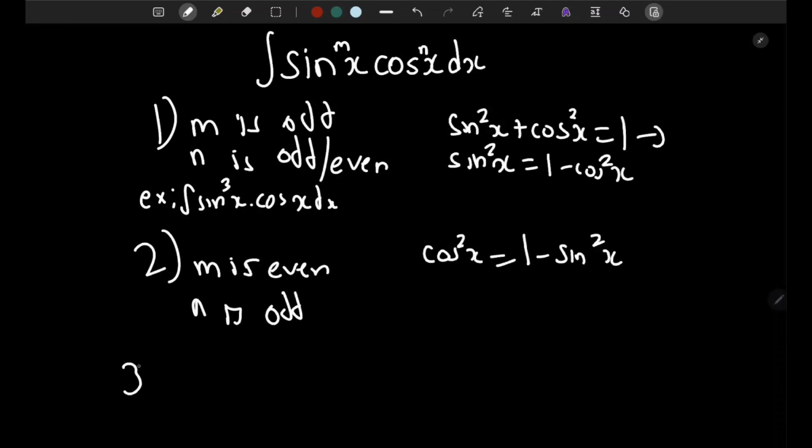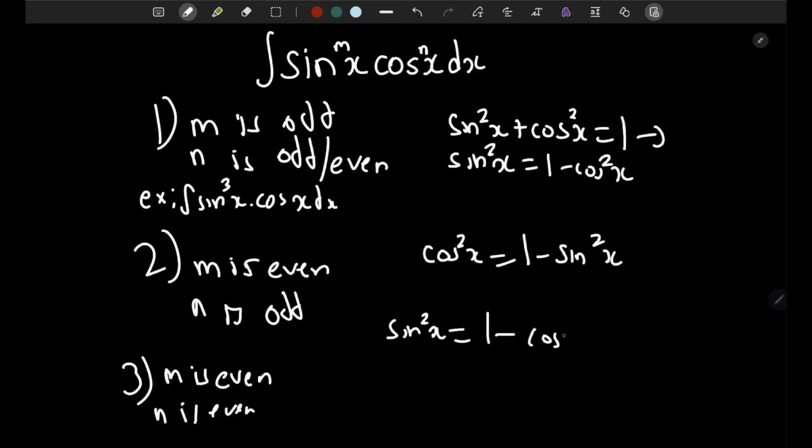Now the third case that we can have is that m and n are both even, and here we will be using the half angle identity, which is as follows. Sine squared x is equal to (1 minus cosine 2x) over 2, and cosine squared x is equal to (1 plus cosine 2x) over 2, and these are the two half angle identities.